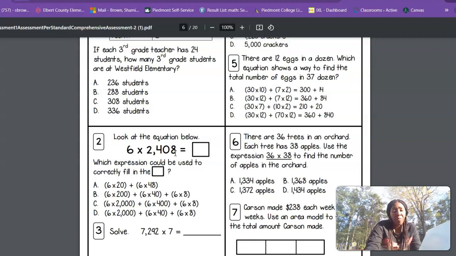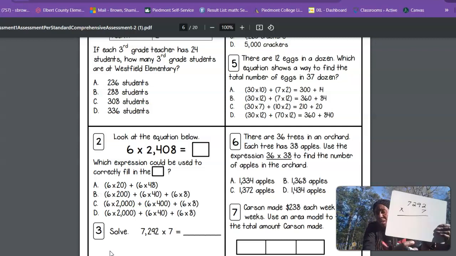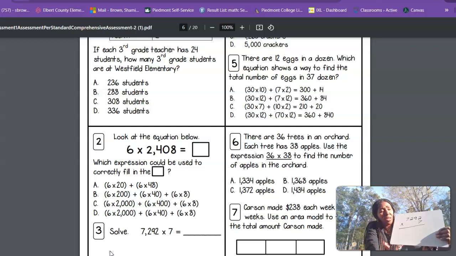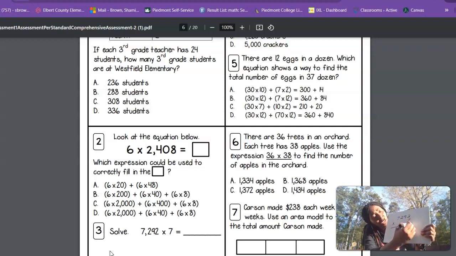Number 3 says solve 7,292 times 7. So that one, I'll just do it in standard algorithm. It's quite simple when you're multiplying by 1 digit. So you just set it up like that, and then you multiply each digit by 7. Each digit on top by 7, starting with the 1's place. So 2 times 7 is 14. I put my 4, carry my 1.